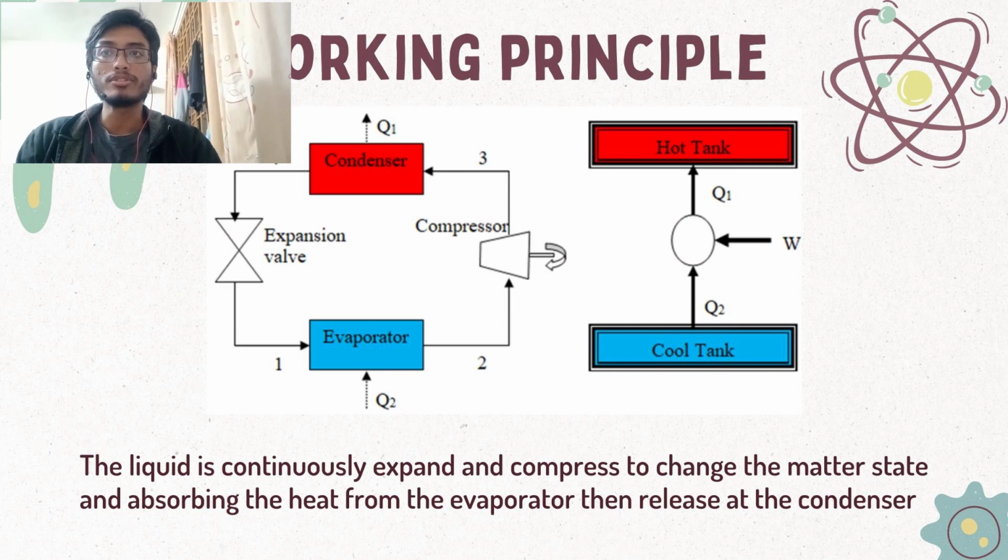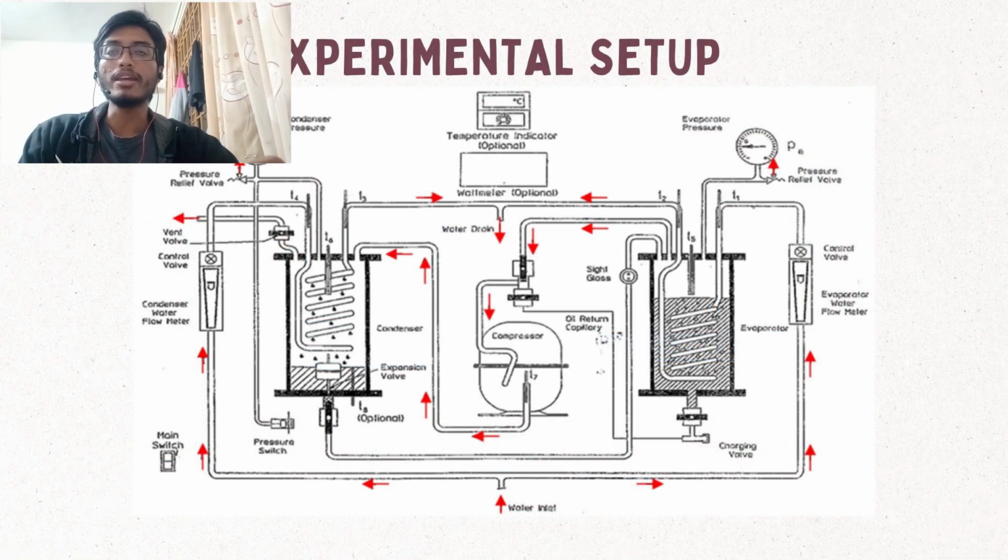As for the working principle, the liquid inside the system continually expands at the expansion valve and is compressed at the compressor to change the state of matter. During the change of state, the heat from the evaporator is absorbed and then released at the condenser. This is the experimental setup for this experiment.